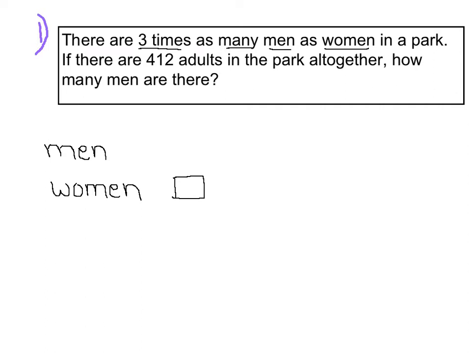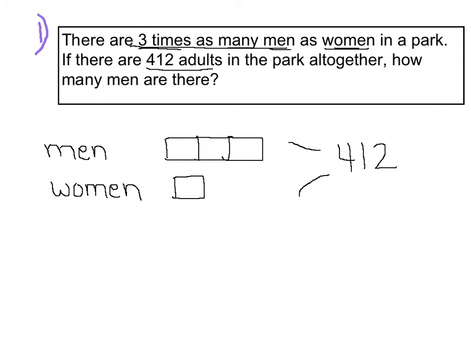Now I go back to my sentence and draw in each part. There are 3 times as many men as women. So the men have 3 times as many. So that would be 1, 2 times as many, 3 times as many. Now, if there are 412 adults, so all together, men and women, we have 412 adults in the park altogether, how many men are there? So what I would like to know is, how many is this? How many men?